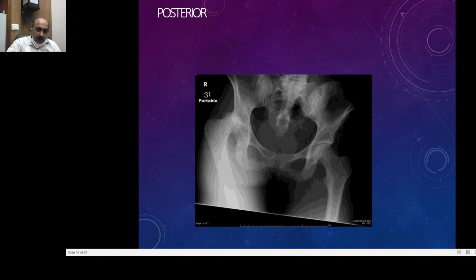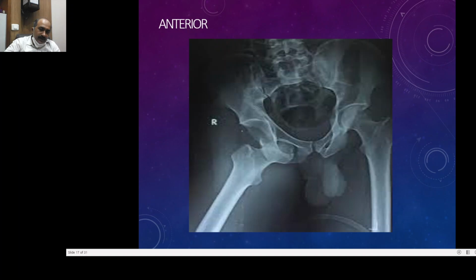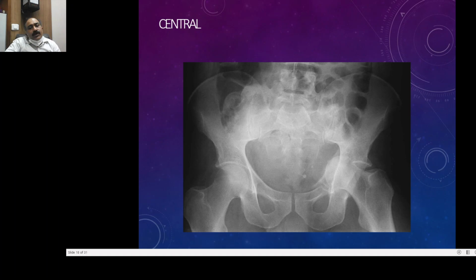This is anterior dislocation of the hip, obturator type. The head is lying inferiorly out of the socket, and here you can appreciate the lesser trochanter. It is more prominent on the dislocated side as the limb is externally rotated. This is central dislocation or protrusio, associated with fractures of the floor of the acetabulum.